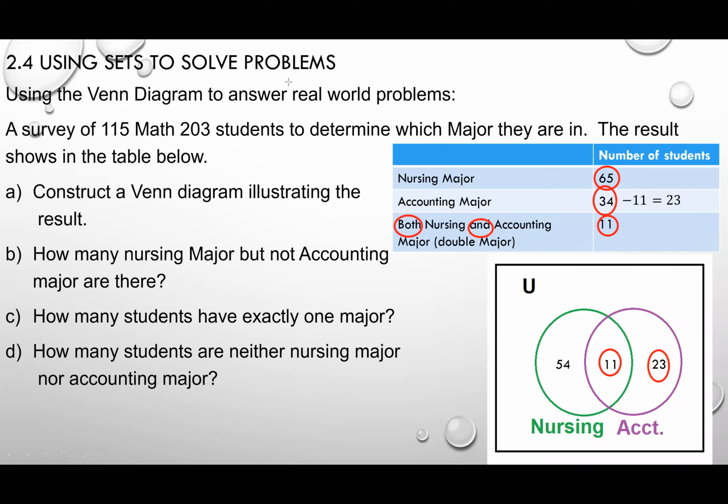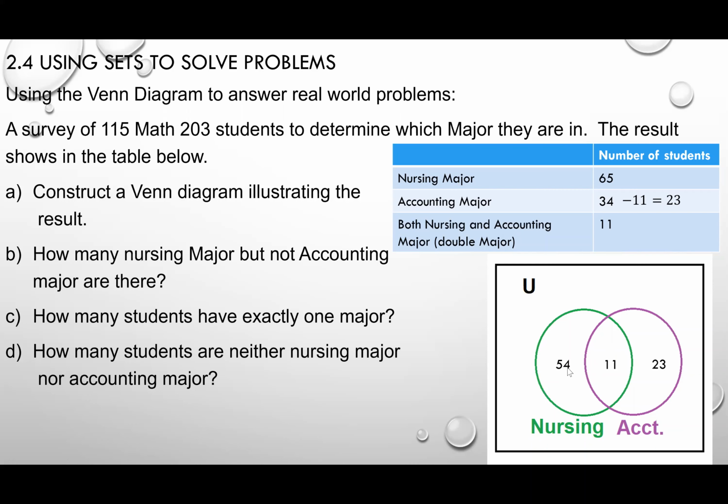Any questions on where my numbers came from? Where my 11, my 54 and my 23 came from? Most important, ladies and gentlemen, whatever you use, you have to deduct it out, meaning subtract it out. You cannot just go in and put 65 here, 11 here, and 34 here. If you do that, for this one it might work, but for other problems it won't work. So again, we start in the center and deduct our way out to get these items.